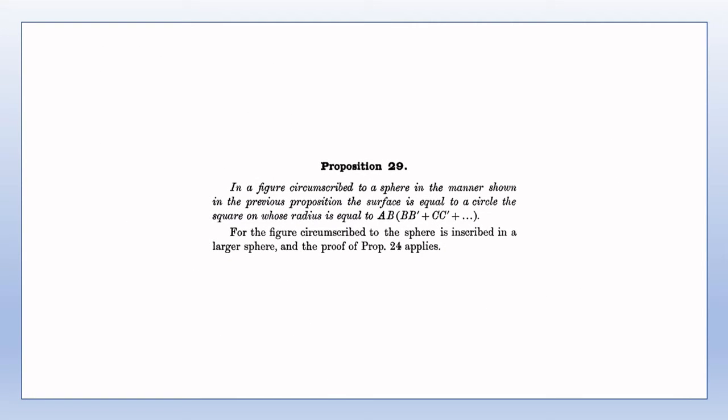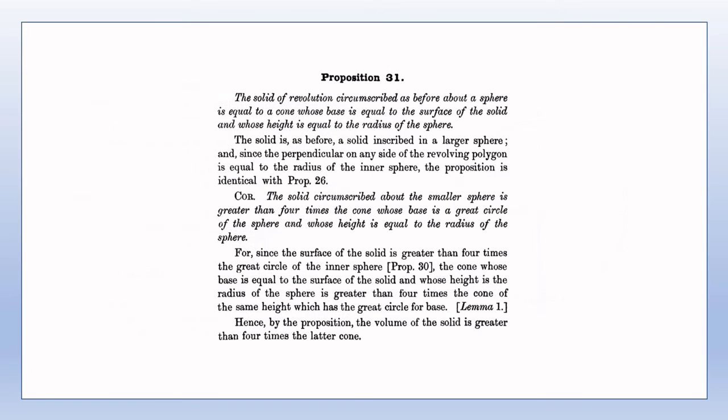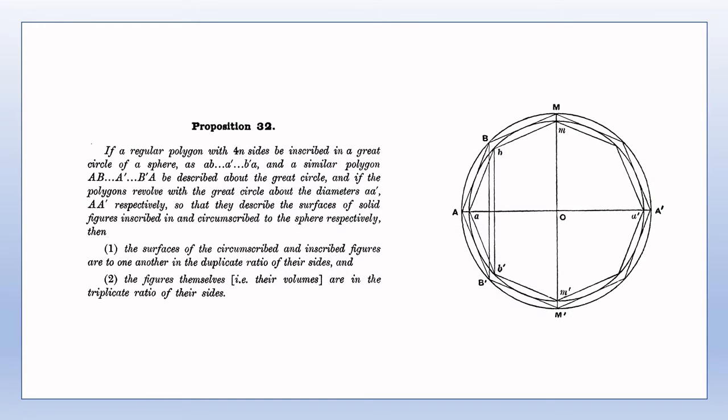There's nothing to comment on either for proposition 29, other than that it's in the proof of this proposition rather than the previous proposition that the circle described about the polygon is required. The result of proposition 30 can be compared with the result of proposition 25. In this proposition, triangles ABA' and APO are similar triangles, and P is the midpoint of the line AB, and so A'B is equal to twice OP. Again, there's nothing for me to add to the demonstration of proposition 31.